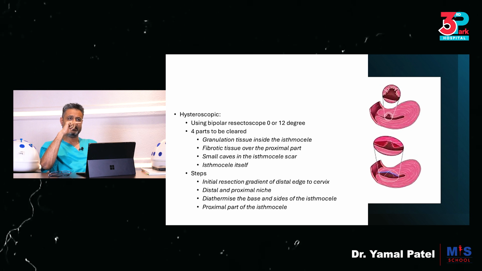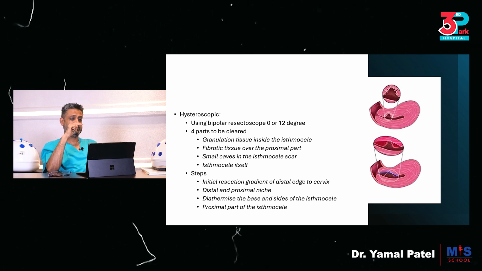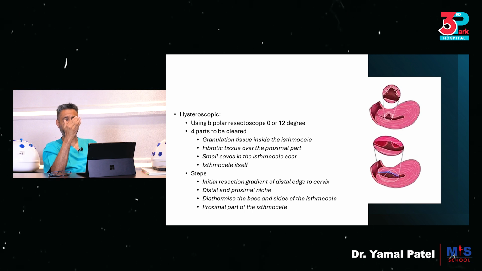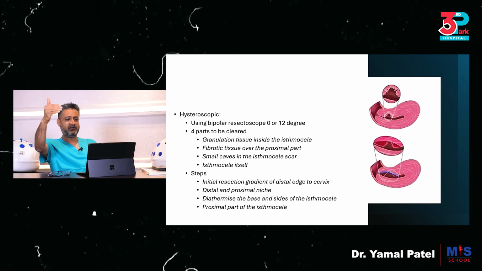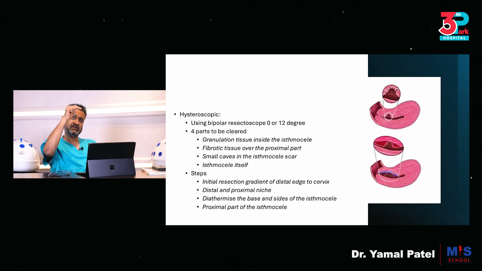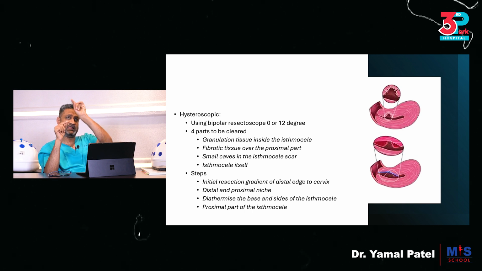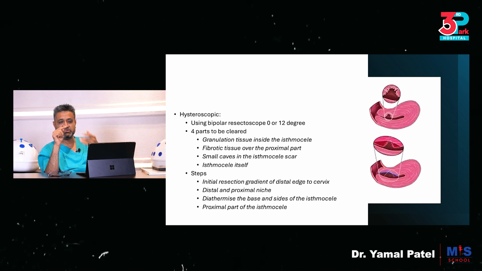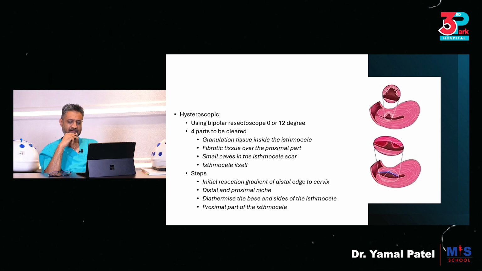You have to understand there is granulation tissue inside the isthmocele, which will need to be cleared. There will be fibrotic tissue of the proximal area up there where there was the scar site. There will be small caves within the isthmocele cavity, which will be like into the surrounding myometrial tissue. You'll have to get them out and then excise the isthmocele itself.